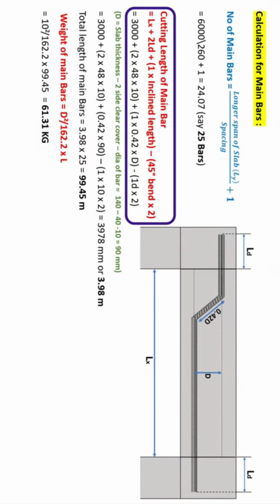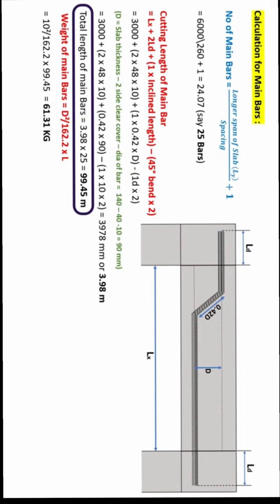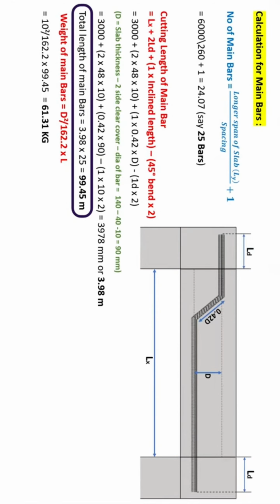Here bend provided is 45 degrees, so 1D into 2. Now substitute the values. The value came to 3.98 meters. Next, total length of main bar is equal to cutting length into number of bars. So 3.98 into 25, that is equal to 99.45 meters.